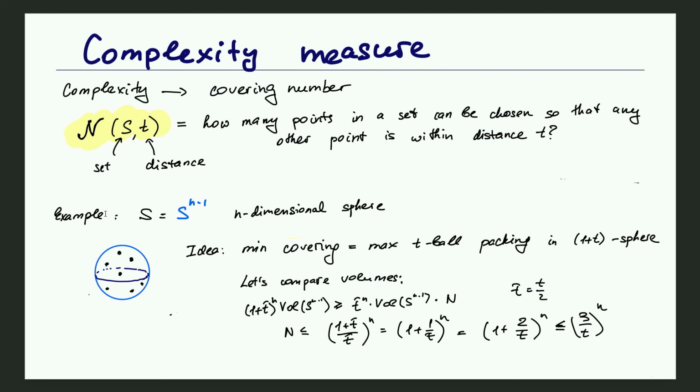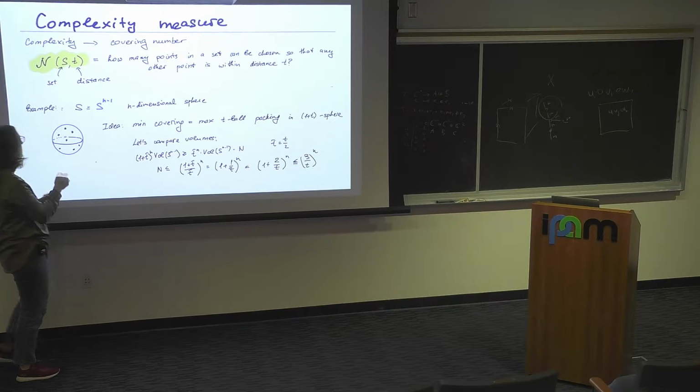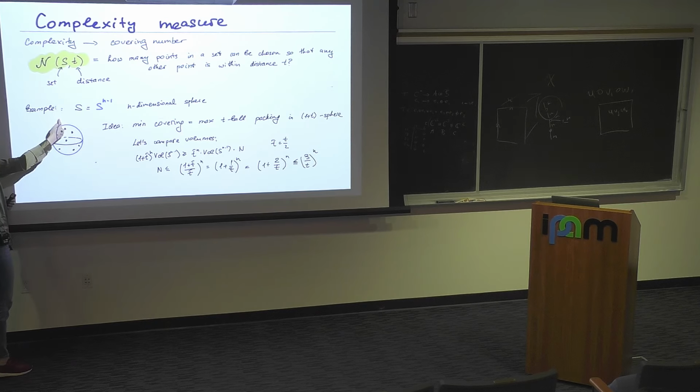And this is an example for a high-dimensional sphere. It's a famous example. This is a very beautiful argument, sometimes called the volumetric argument, for estimating this, for example for an n-dimensional sphere. The idea is that the minimal covering is the maximal packing. So it's how many balls of radius t over 2 can be packed inside the sphere plus t over 2.